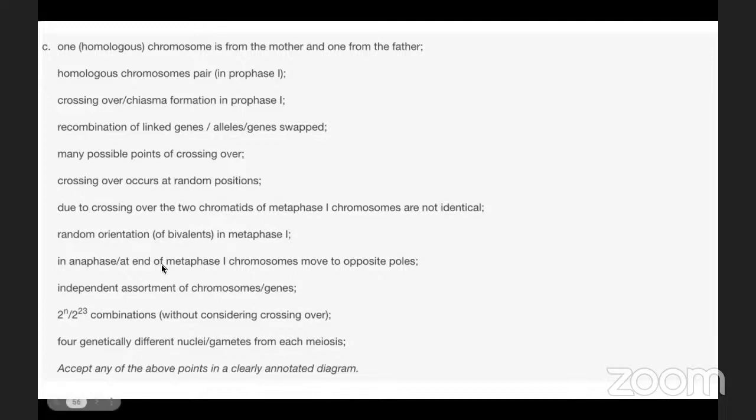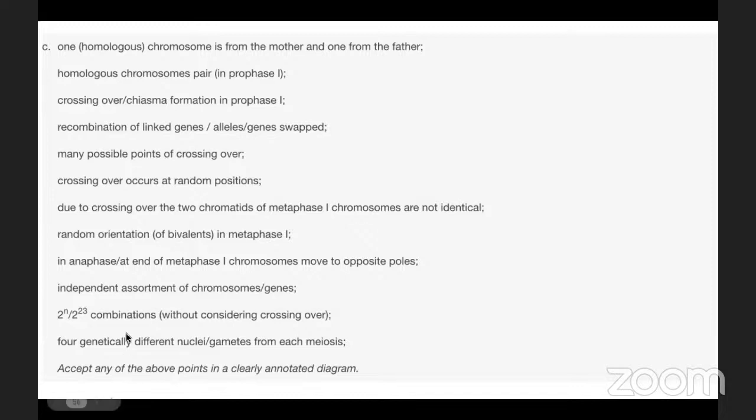So waktu anaphase, at the end of metaphase 1, chromosomes move to the opposite poles, and before they move, kena independent assortment of chromosome and genes. Jadi same explanation for tadi lah, dia berlaku independent assortment of chromosomes. Maknanya dia akan berkumpul semuanya berbeza than one another.